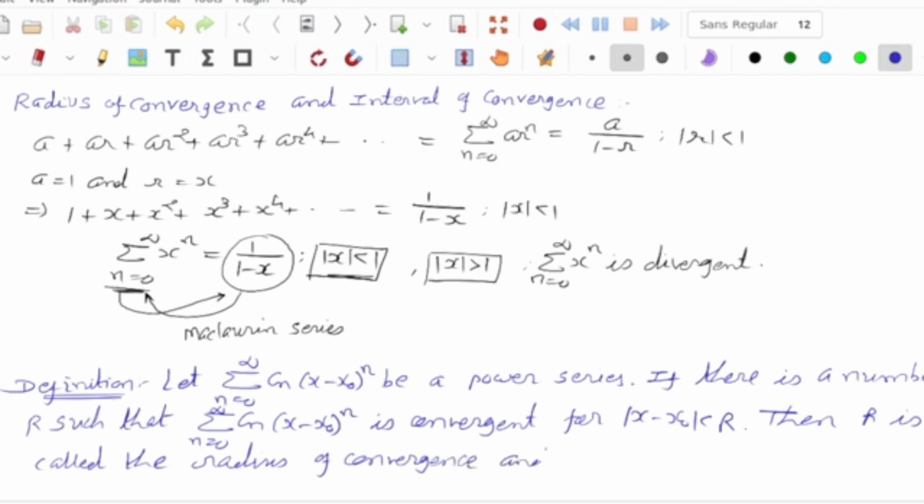And the interval x0 minus r, x0 plus r is called the interval of convergence.